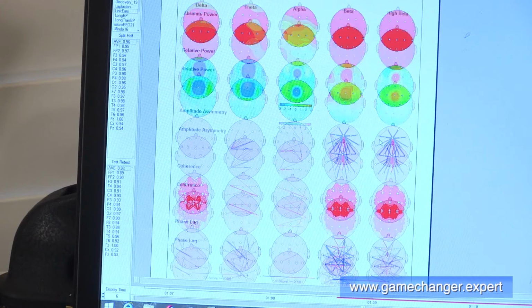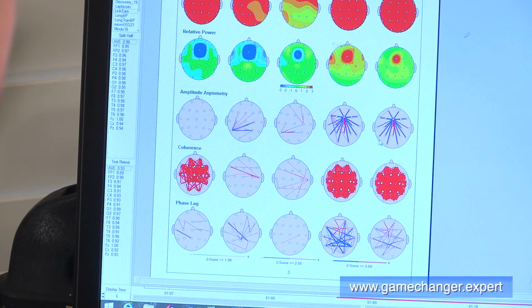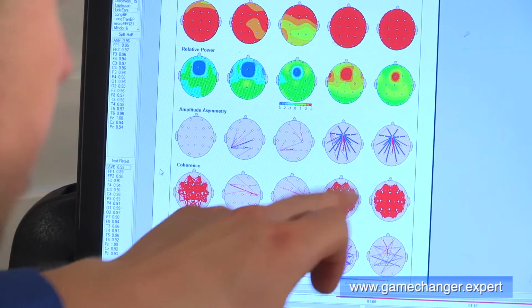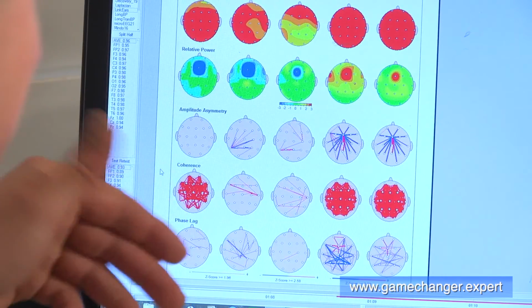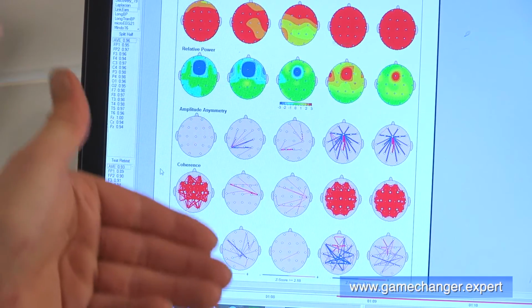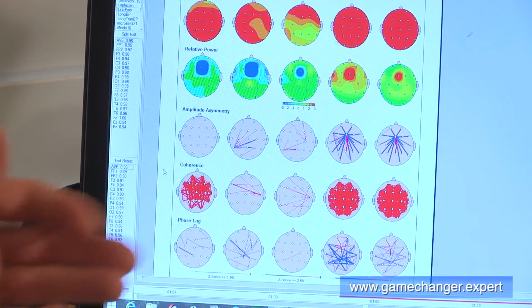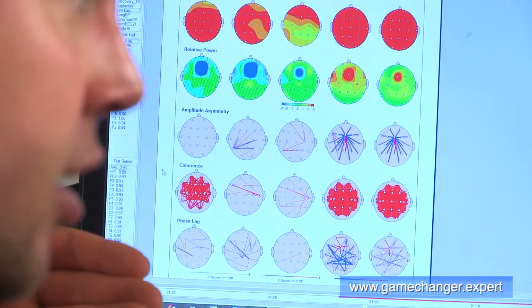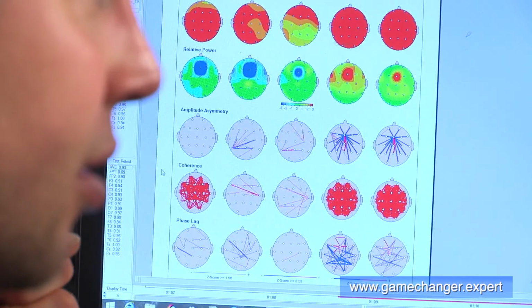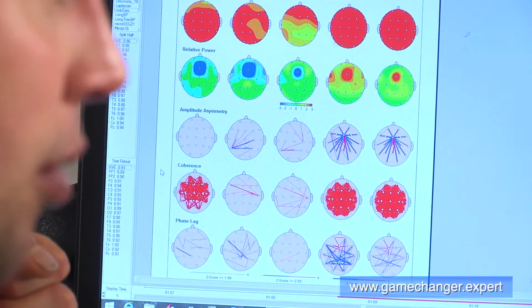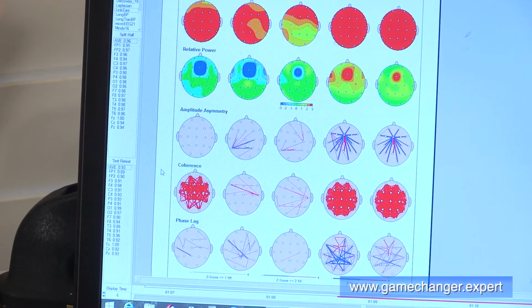Then, moving down, we're going to go to this section here. This is called coherence, and coherence is how well the regions of the brain are communicating. When we see red lines, that indicates hypercoherence. Hypercoherence is like being on the phone with your friend and you just can't hang up. Or you're on the phone with a girlfriend, you just want to get her off the phone, but you can't hang up because things are hypercoherent, they're stuck in.